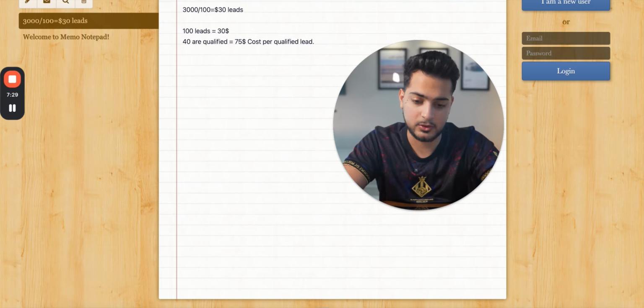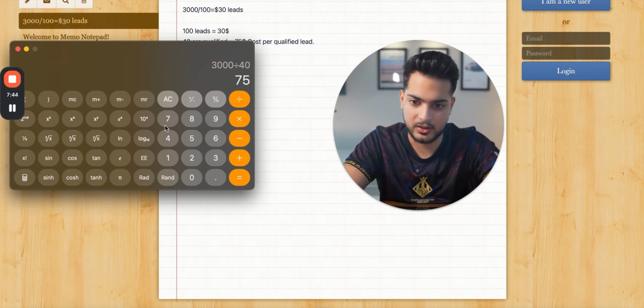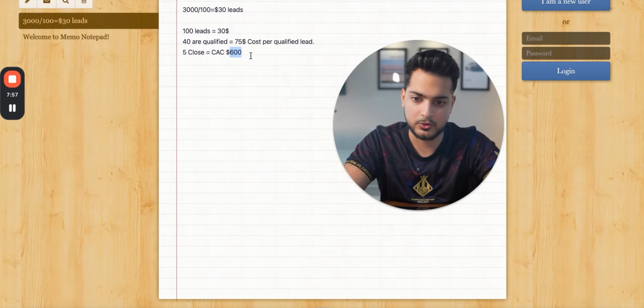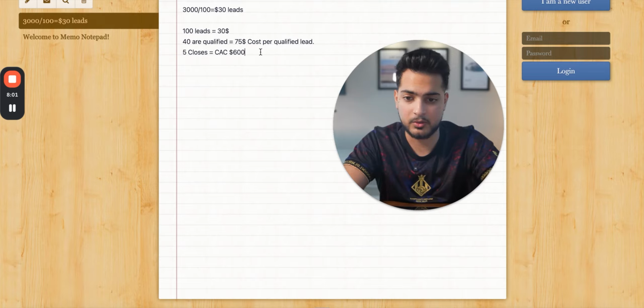And then from there, you can do another calculation. Let's say out of the 40, maybe 5 of them close. So your cost to acquire a customer, meaning out of the $3,000 you only closed 5, is $600. This basically means for every $600 you spend, you're going to acquire a customer because you did 5 closes. That is what it means to look for qualified leads and break down the math.